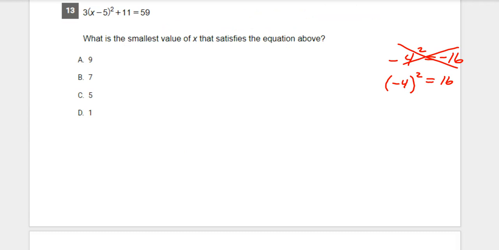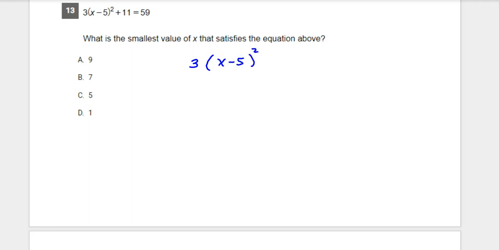Now, if you went to a hardcore advanced algebra teacher and said, hey, how would you solve this? If you didn't have answers, like if this was a short answer or free response question, it's a little bit tougher. So let's kind of walk through that piece. First thing you'd need to do is you'd need to multiply. This is really 3 times x minus 5 squared plus 11 equals 59. And I could minus the 11 from both sides.